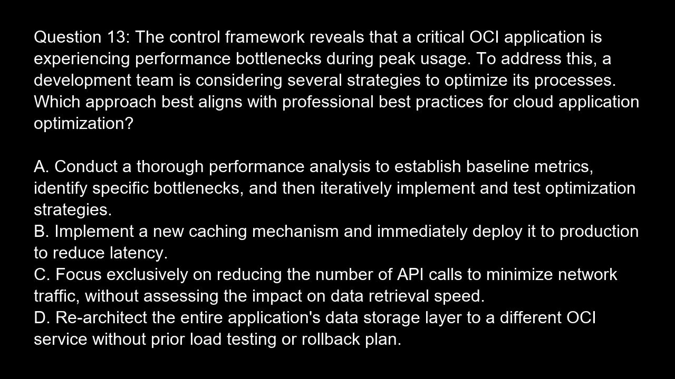Option A. Conduct a thorough performance analysis to establish baseline metrics, identify specific bottlenecks, and then iteratively implement and test optimization strategies. Option B. Implement a new caching mechanism and immediately deploy it to production to reduce latency. Option C. Focus exclusively on reducing the number of API calls to minimize network traffic without assessing the impact on data retrieval speed. Option D. Re-architect the entire application's data storage layer to a different OCI service without prior load testing or rollback plan.